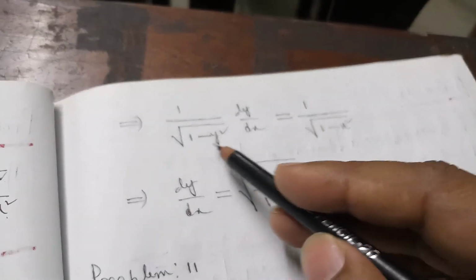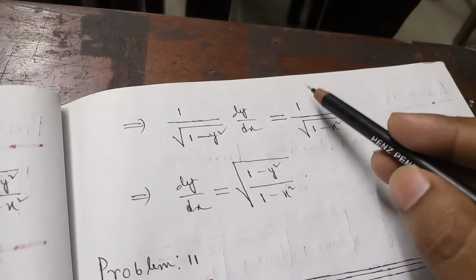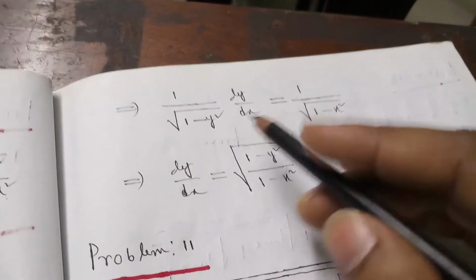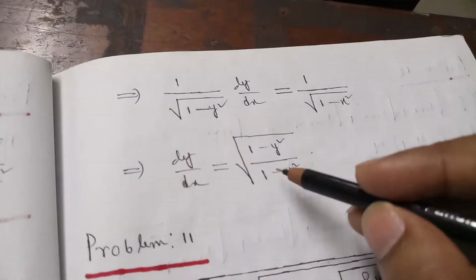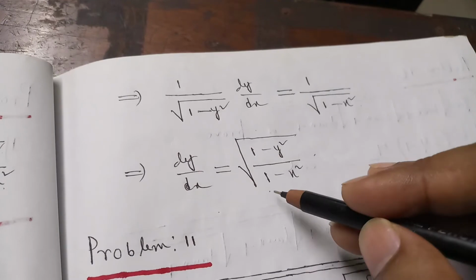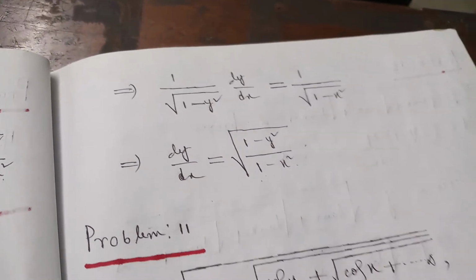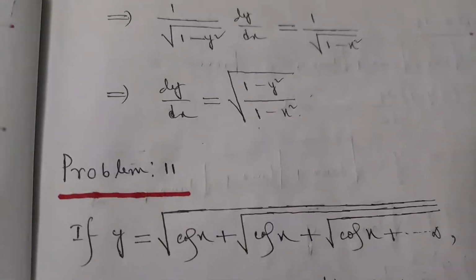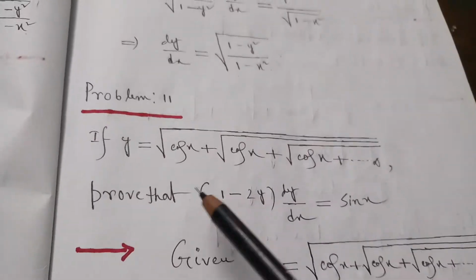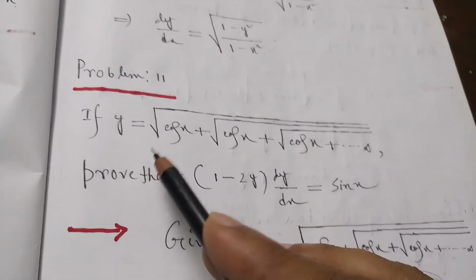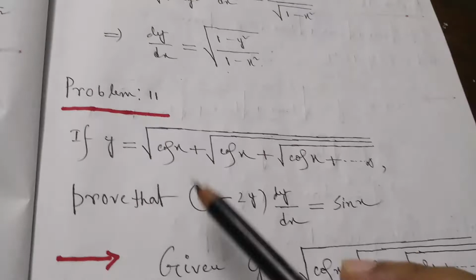So it should be 1 by root under 1 minus y square into dy dx equals 1 by root under 1 minus x square. So dy dx should be equal to root under 1 minus y square by 1 minus x square. I think the proof is completed now. So now we go to the next problem. That's problem number 11. It's a very interesting problem, obviously.